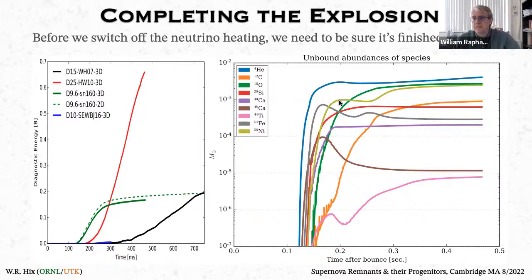There's an initial phase, which is explosive silicon burning from the shock. And then there's the second phase, which is the neutrino heated material being ejected.